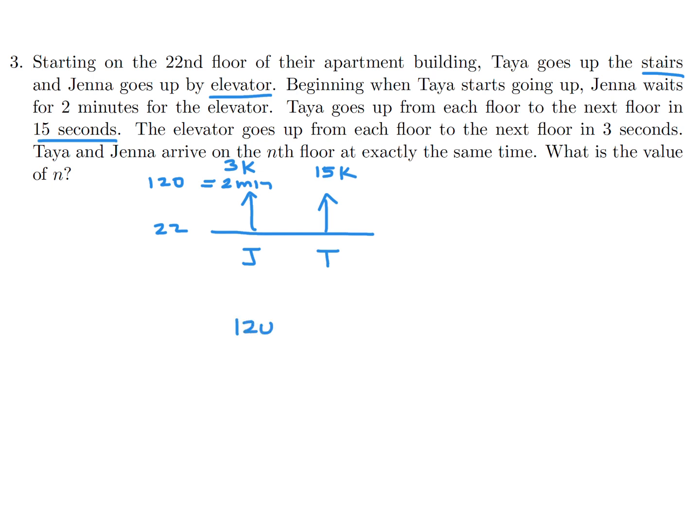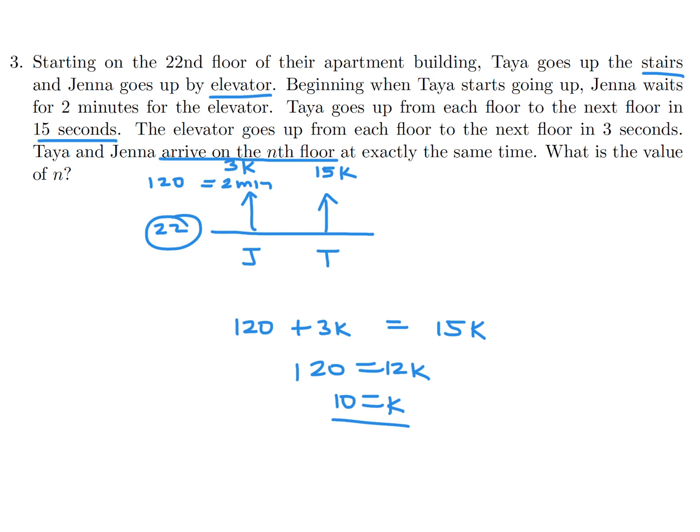So for Jenna, it would be 120 plus 3k, and for Taya, it would be just 15k. And these are going to be equal, they're saying. So that means 120 is equal to 12k, so therefore k is equal to 10. So they both went up 10 floors. And they're saying they arrive at the nth floor. So if they started at the 22nd floor and they went up 10 floors, then that means they ended up at the 32nd floor. So I think that is it for this question.